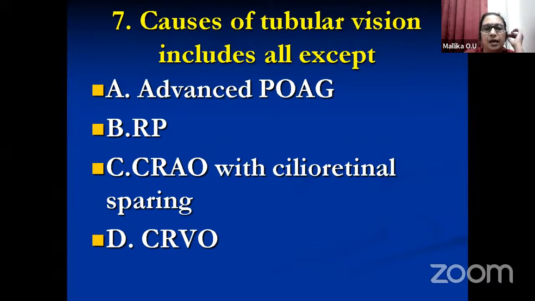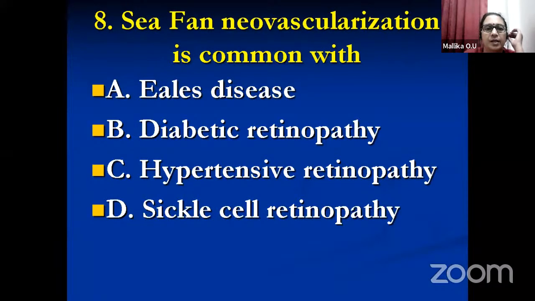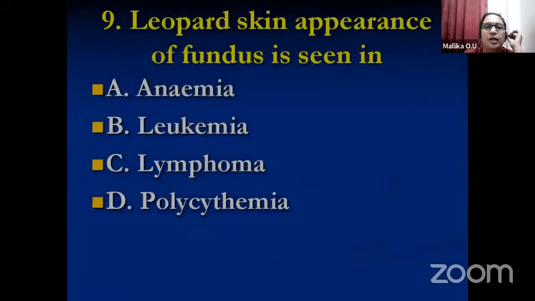In the first class, I explained to you regarding sparing. I showed you a picture of cilioretinal artery with a sparing of the macular region leading on to central tubular vision. And the fourth one is central retinal vein occlusion, which will not produce tubular vision. The first three are causes of tubular vision, except central retinal vein occlusion. Neovascularization is seen in sickle cell retinopathy.